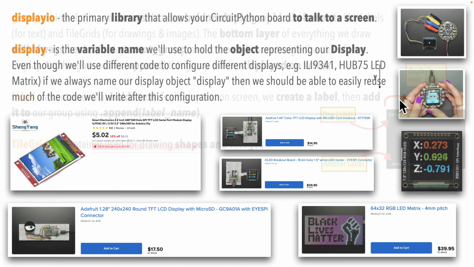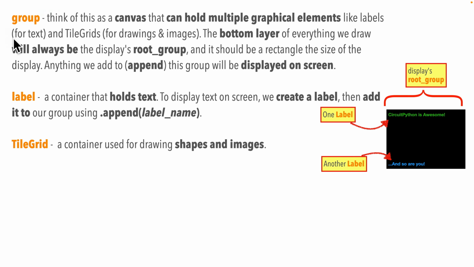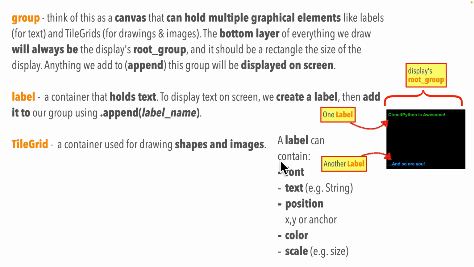Now there's also something called a group. Now a group is a rectangular space. Think of it as a canvas where you can draw things like labels for text and tile grids for graphical elements like shapes and images. And the main group is called the root underscore group, and it's the same size as the display. Now while it's possible to create other groups and add them to the root group, for now we're going to be adding our labels directly to the root group. And we'll do that using the append command. And again, anything we append to the root group will show up on our display. Now in DisplayIO, the label's a container that holds text, your string that you want to display on screen.